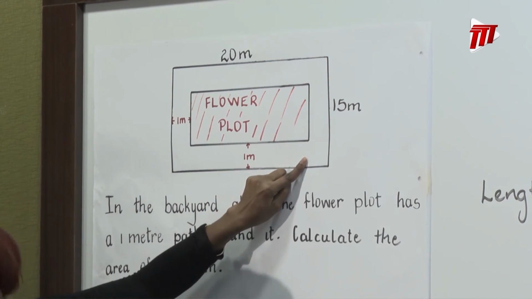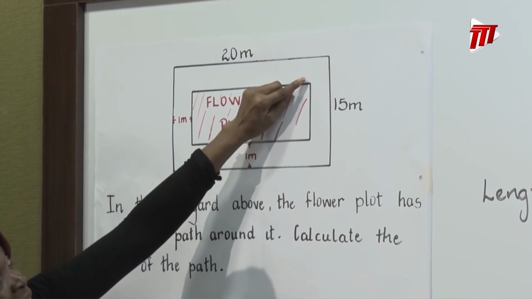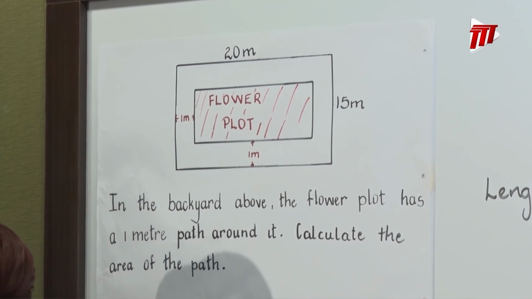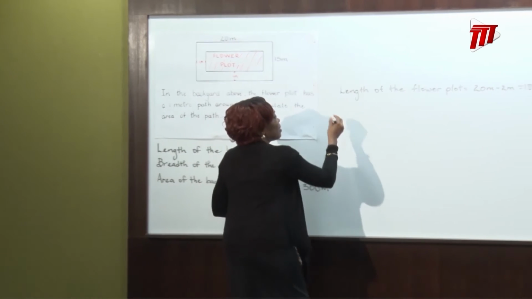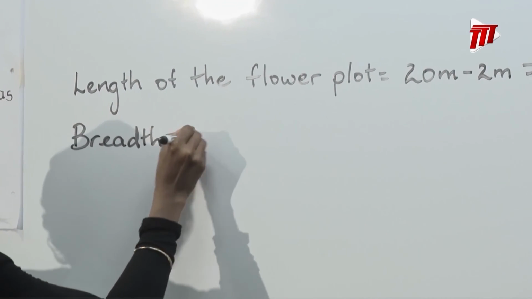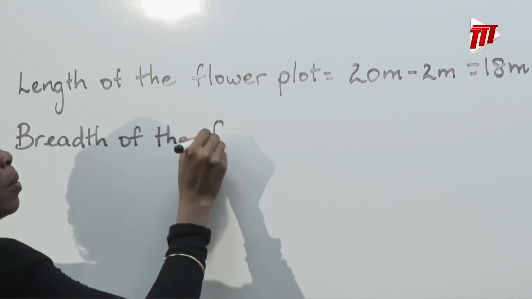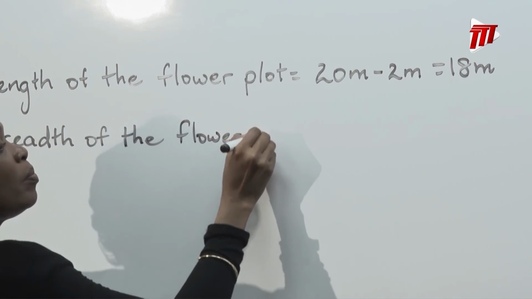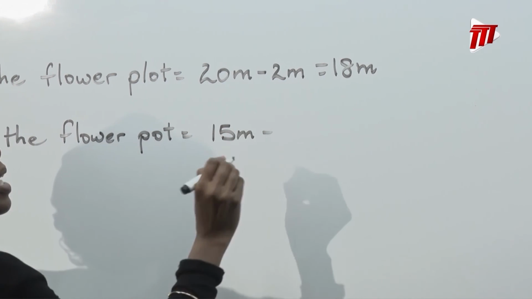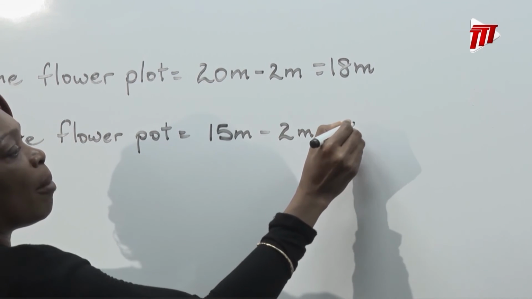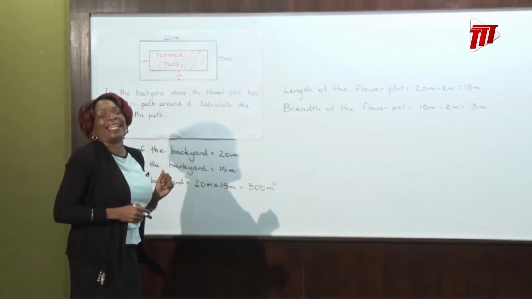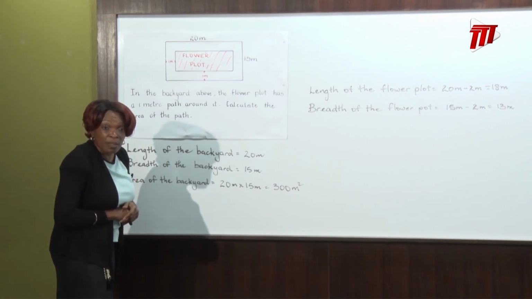Are you seeing that, children? So it will be the 15 meters, take away the 1 meter and the 1 meter. So 15 meters, take away what? 2 meters, giving us 13 meters. Children, are you seeing that? Wonderful. I know you have it written down there. So we have the 15 meters and we are taking away the 2 meters. Are you seeing the common thread there? 13 meters. Now, can we now find the area of the flower plot?